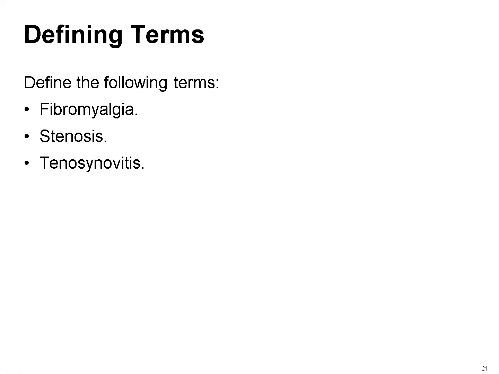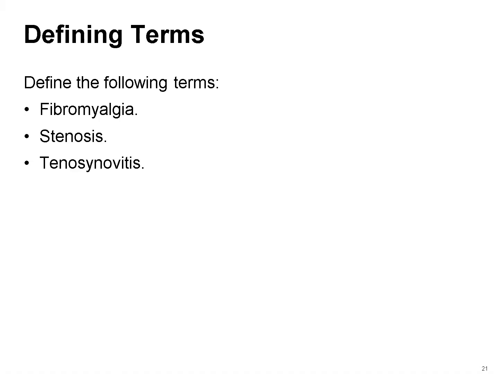Let's go through some quick questions to test your understanding. First question: what is the term for pain in the muscle fibers? The answer is fibromyalgia, a chronic condition characterized by widespread muscle pain and tenderness. Next question: stenosis refers to the narrowing of what? The answer is a narrowing of a passage. Stenosis can occur in various parts of the body, such as the spine or blood vessels.